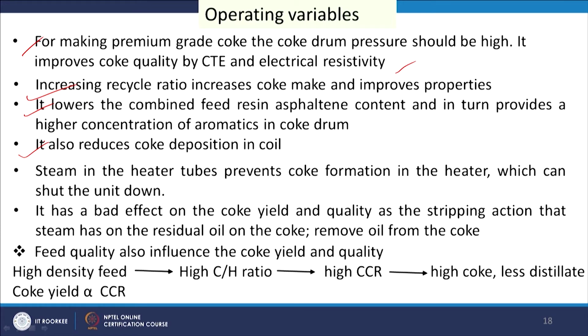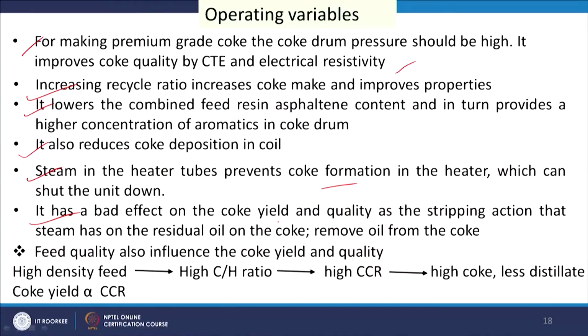Now, we use some steam. What is the role of steam? Steam in the heated tubes prevents coke formation. So, coke formation does not take place, otherwise we would have to shut down the plant very frequently. That way the steam helps, but steam does not help to get good quality coke. It has some negative impact. It has a bad effect on coke yield and quality, because of the stripping action that steam has on the residual oil on the coke.